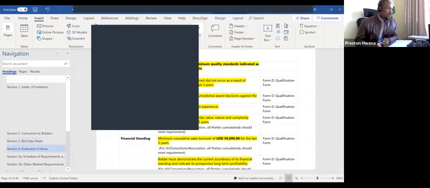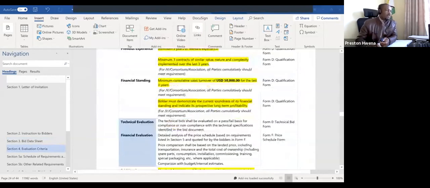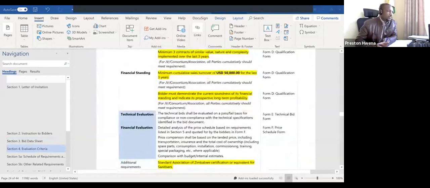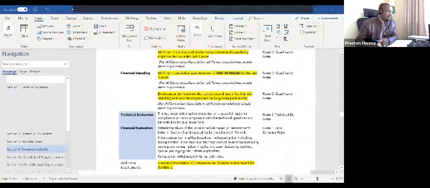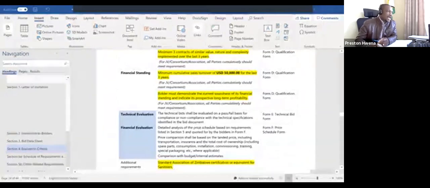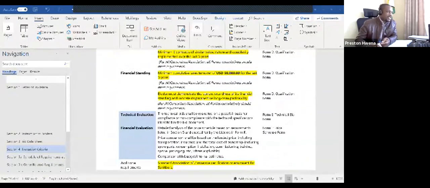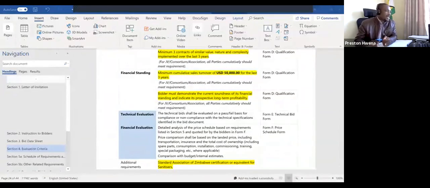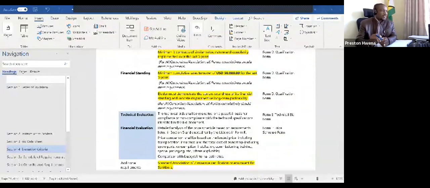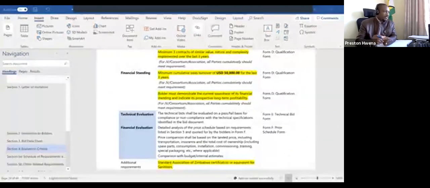Okay. So I'll not talk much about this. We have already highlighted when I showed you the spreadsheet about the preliminary evaluation. Then in terms of the technical evaluation, where we also talk about the pass and fail basis. Here we are also looking at compliance and non-compliance with the technical specifications identified in the bid. We'll talk about them in just a few moments.